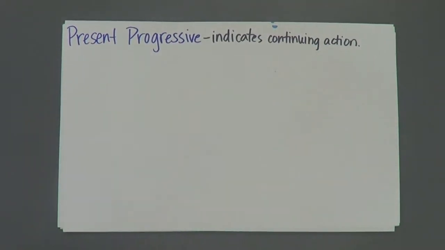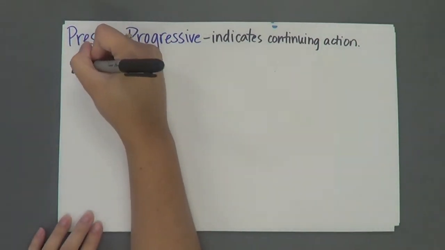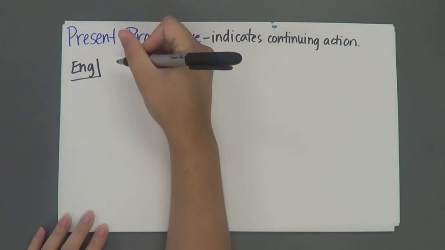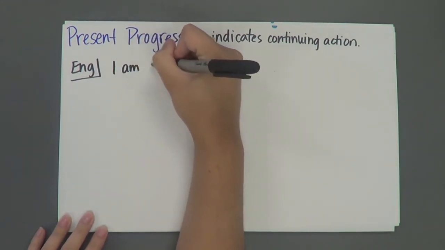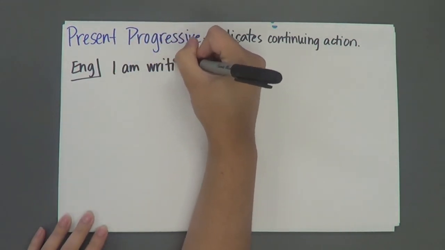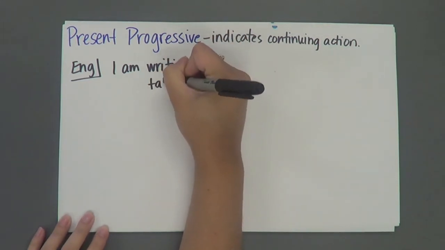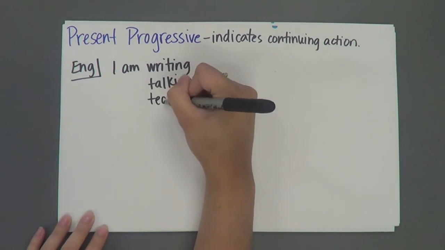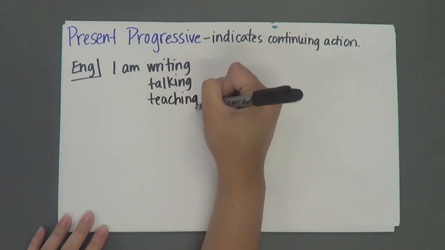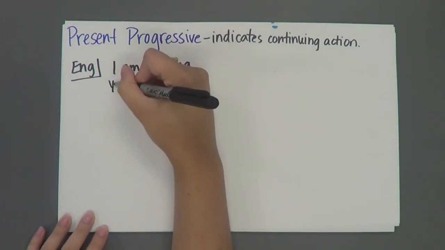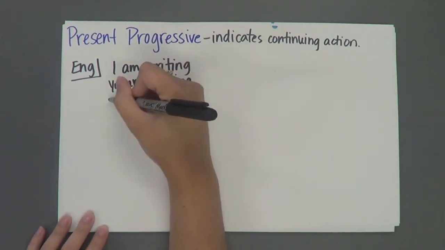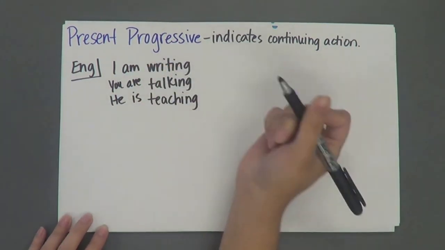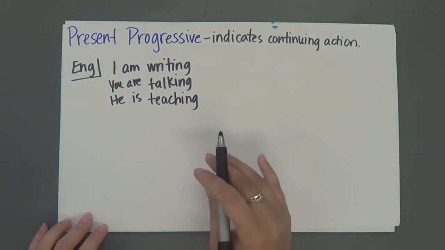Okay, so today we're going to talk about present progressive, and in Spanish it's something that indicates a continuing action. So if we look at it in English first, it's going to be anything like I am writing, talking, teaching in this case, because I'm teaching you. Should be I am, you are, he is. All of these are examples of the present progressive in English.